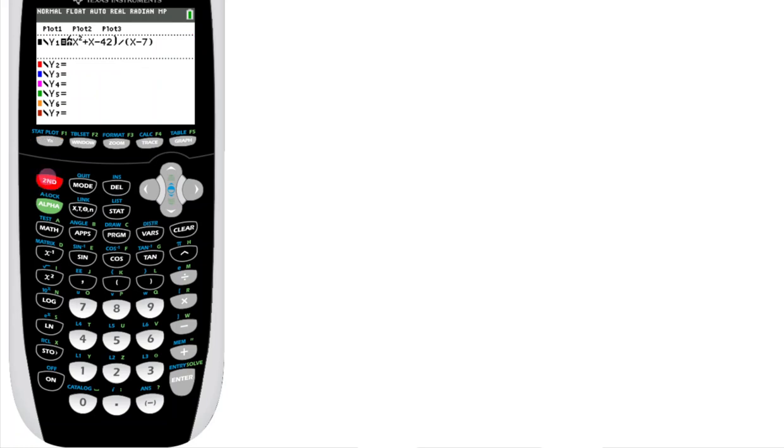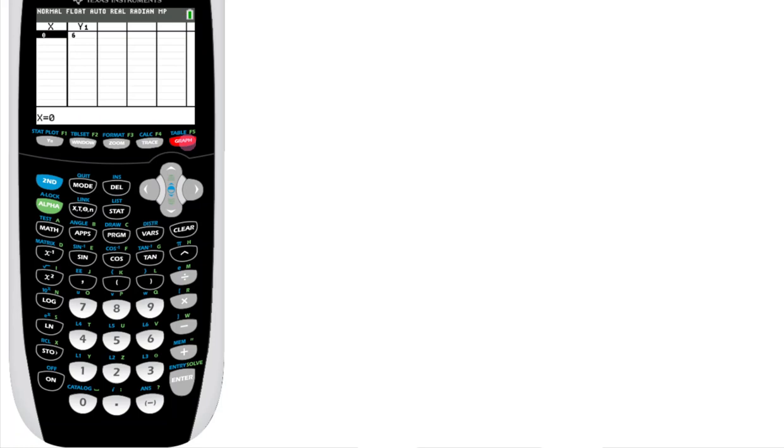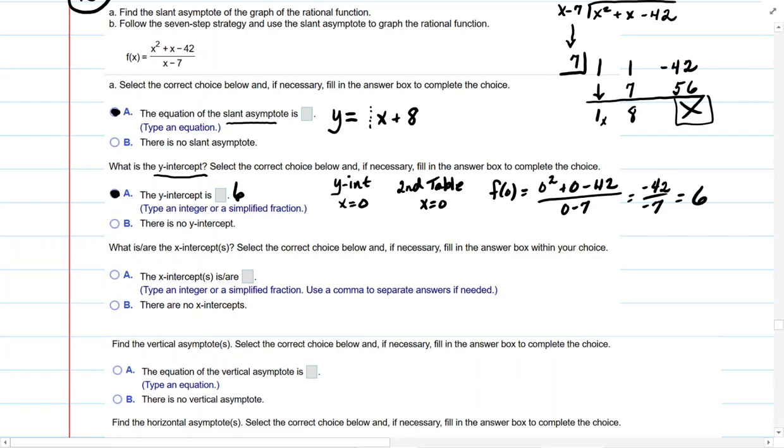Let's do second table. I already have x equals 0. You can see that the y-intercept is 6. So I got the same answer. All right.